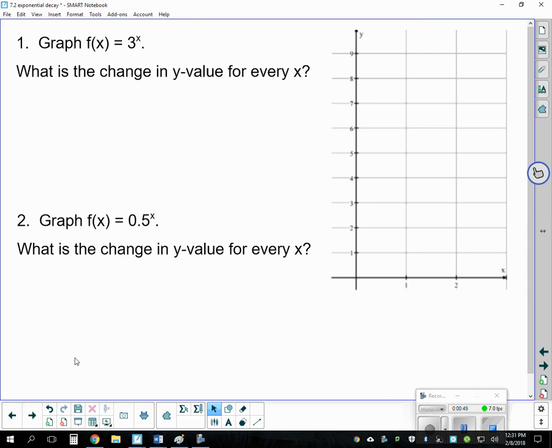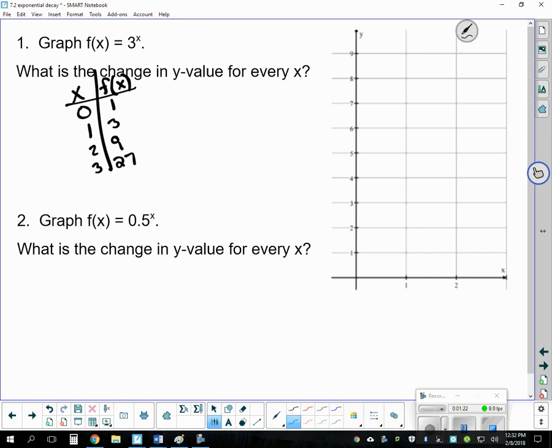Okay. Starting with number 1, we're going to graph f of x equals 3 to the x power. So let's make ourselves a t-chart. We know f of x is the same as y. So if I plug in 0, 3 to the 0 power, anything to the 0 power, is 1. If I plug in 1, 3 to the first power is 3. If I plug in 2, 3 to the second power is 9. And if I plug in 3, 3 to the third power is 27.